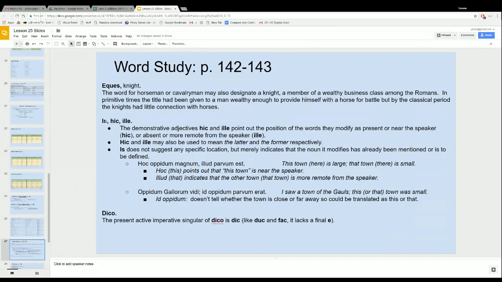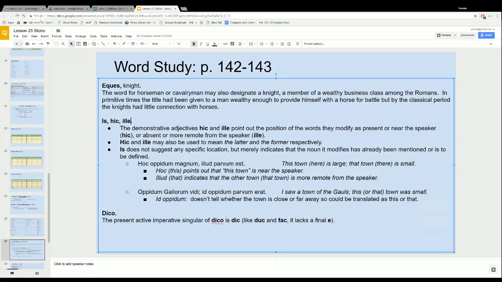Now, let's look at is, hic, and ille. So these demonstrative adjectives, hic and ille, point out the position of words they modify that are present or near the speaker. I'm going to underline that, okay? So if it's present or near the speaker, you're going to use hic. If it is absent or remote from the speaker, you're going to use ille, okay? So more remote. Now, what do we mean by that?